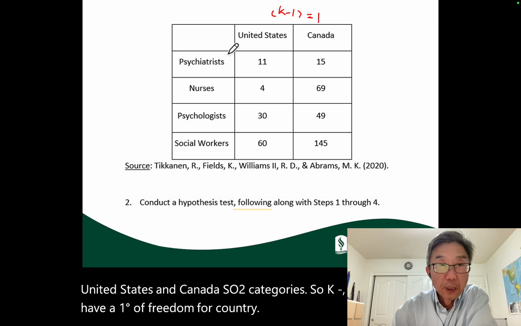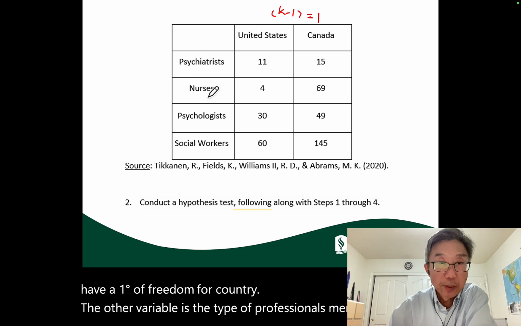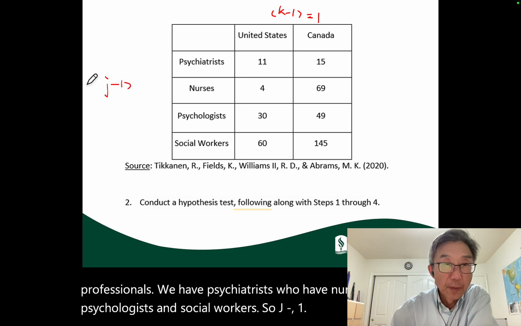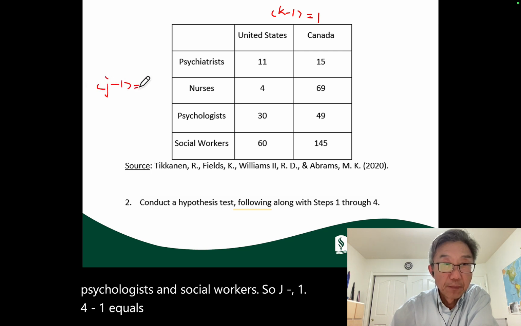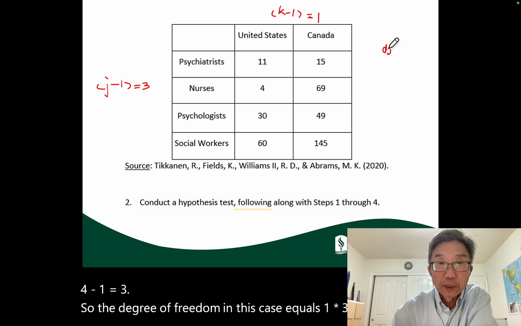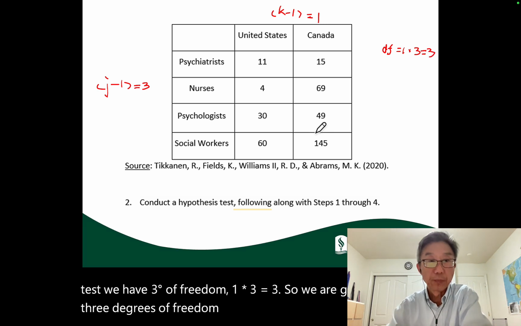The other variable is the type of mental health professionals. We have psychiatrists, nurses, psychologists, and social workers. So j minus 1, 4 minus 1 equals 3. So the degrees of freedom in this case equals 1 times 3 equals 3. So we are going to have 3 degrees of freedom for this test.